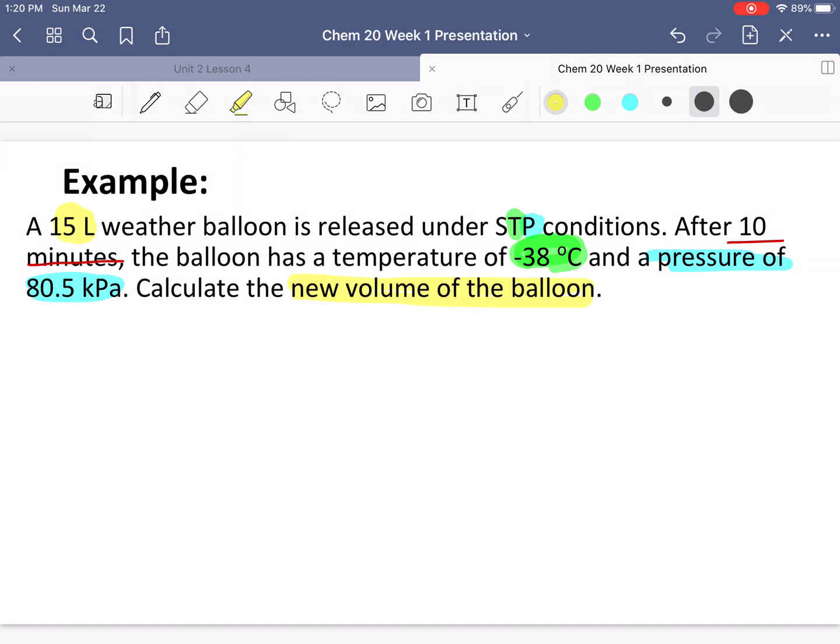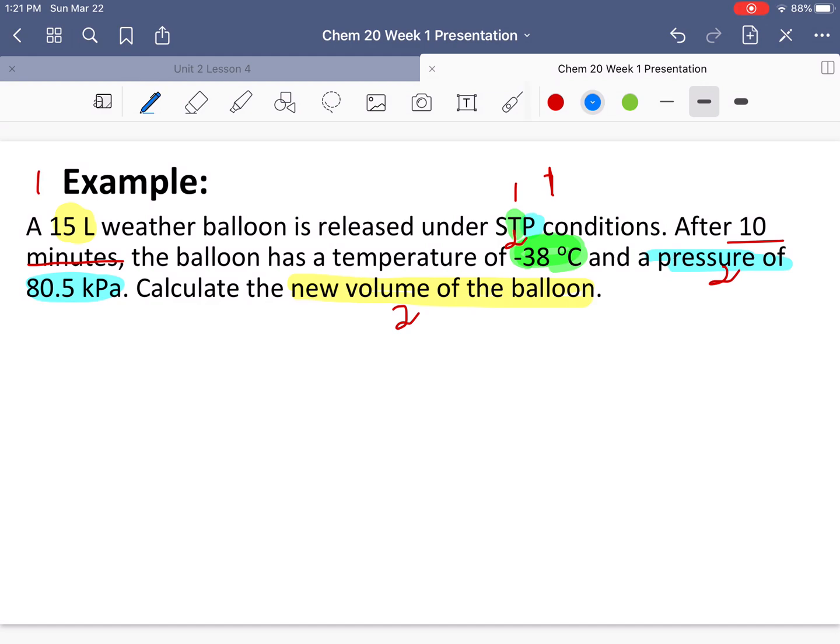That's done really intentionally. If you look through it, we have a number 1 volume, and we're looking for a number 2 volume. We have a number 1 temperature that we start with, and a number 2 that we finish with. We have a number 1 pressure that we start with, and a number 2 pressure that we finish with. That leads beautifully into our combined gas law.